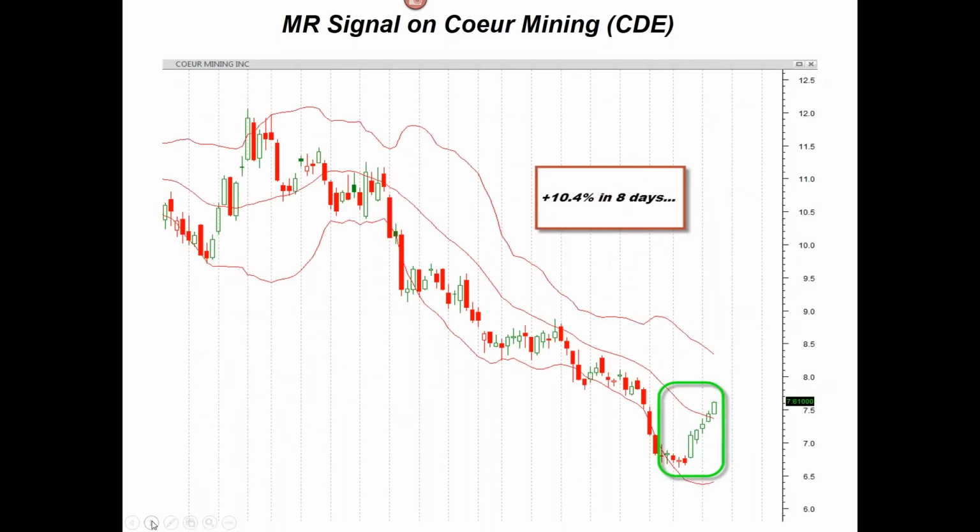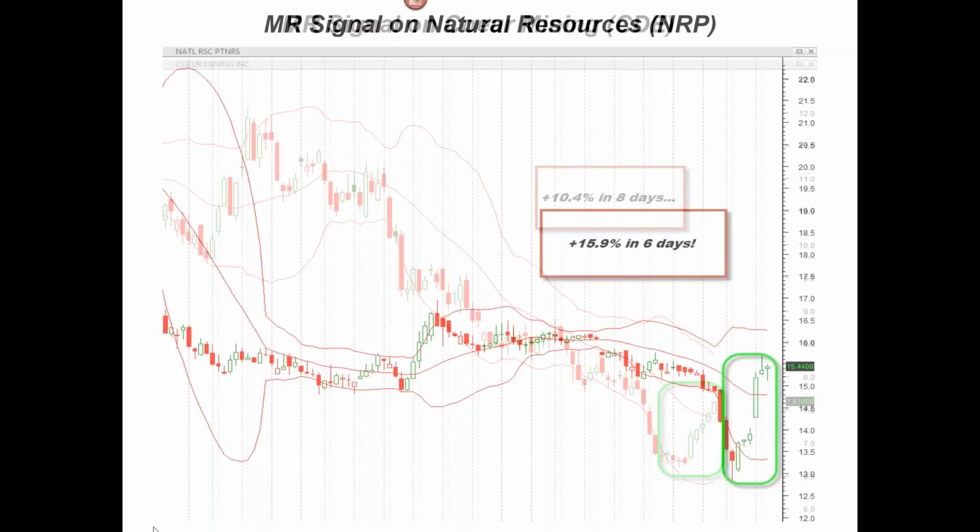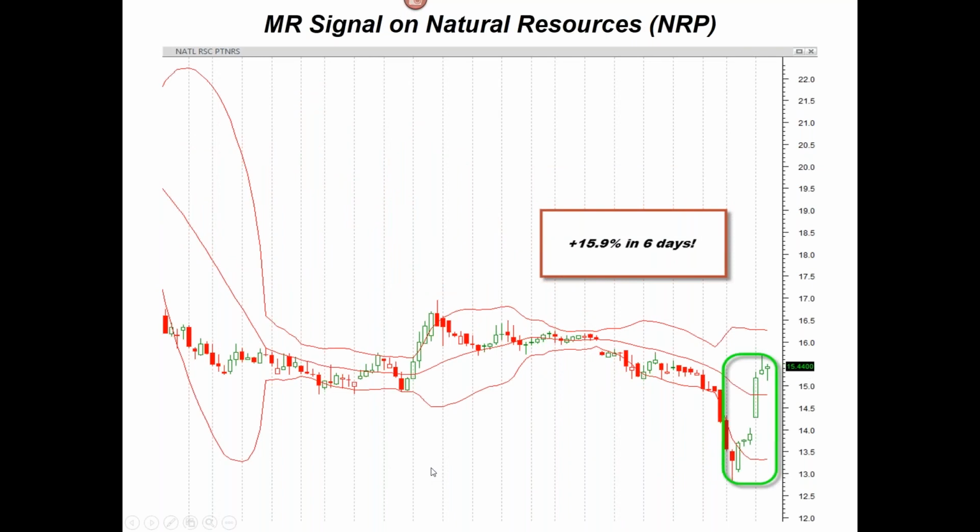Here's a signal on a mining stock, CDE, which returned over 10% in 8 days. And we can see we're well below the mean, outside the lower Bollinger Band, after several days of selling off. We get a reversal candle right there. We'd have 3 days of sort of holding in sideways motion, and then boom, right back up into the mean. Here is a 15.9% gain in 6 days in natural resources. Again, multi-day sell-off below the lower Bollinger Band. We're just about 10% below the mean. We get our reversal candle. That's our entry signal. Boom, back up into the mean for a nice trade.